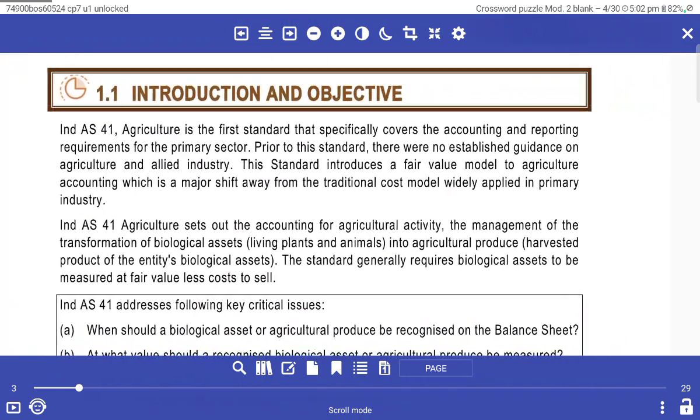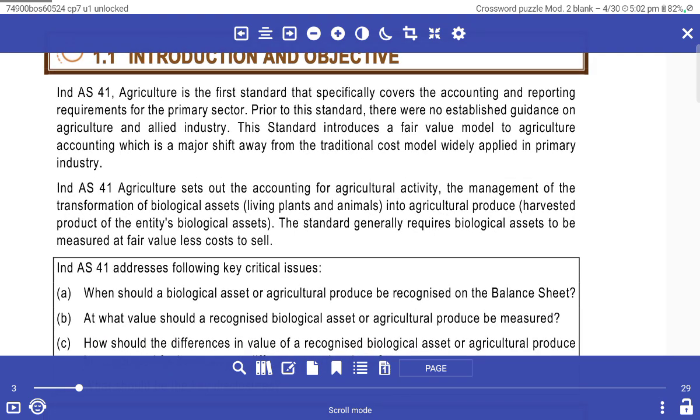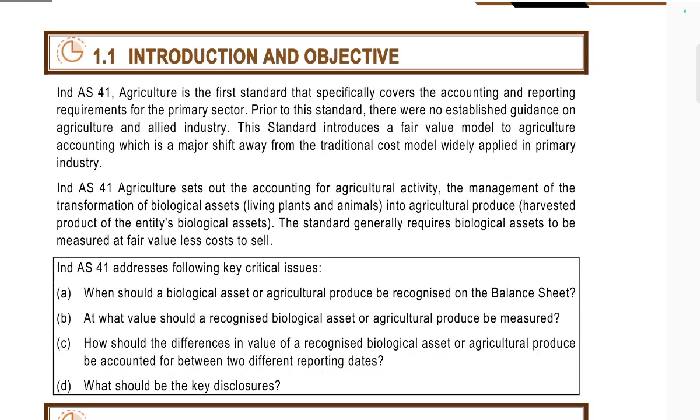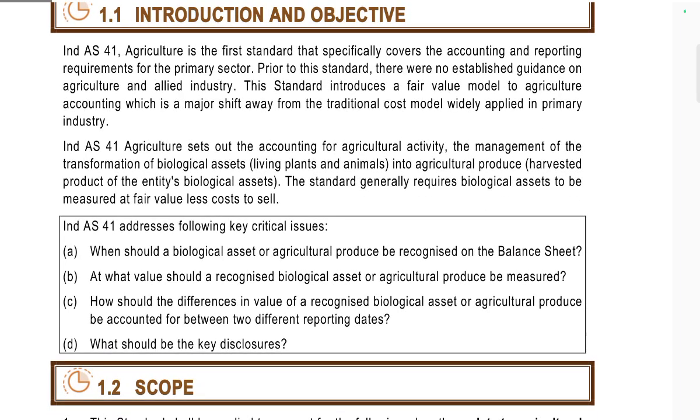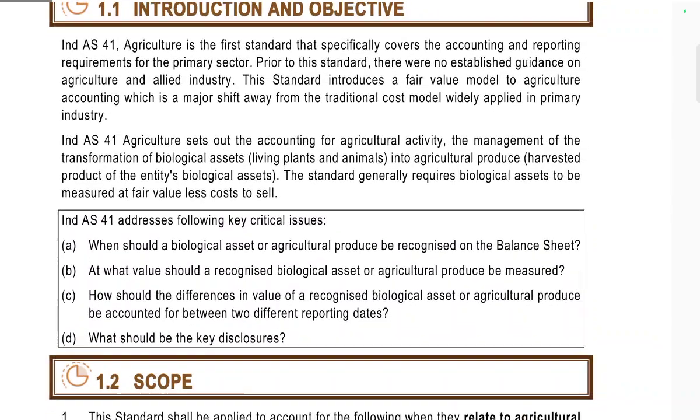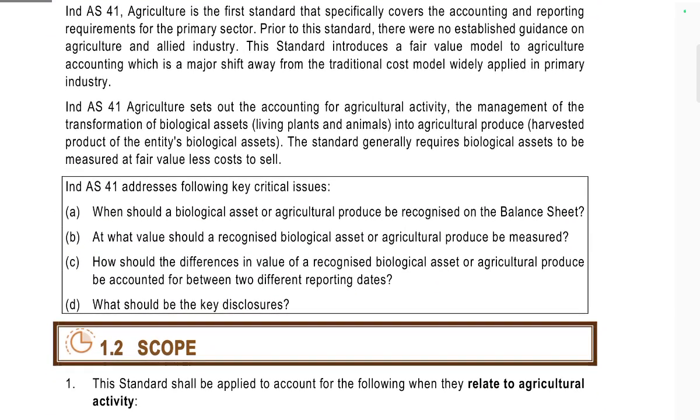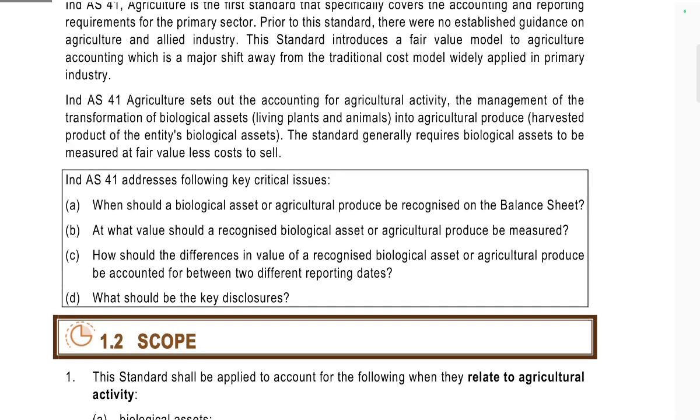Introduction: the objective. Ind AS 41 Agriculture is the first standard that specifically covers accounting and reporting requirements for the primary sector. Prior to this standard, there was no established guidance on the agricultural industry. The standard introduces a fair value method for agriculture, which is a major shift from the traditional cost model when applied to primary industry. Ind AS 41 sets the objective for agricultural activity.